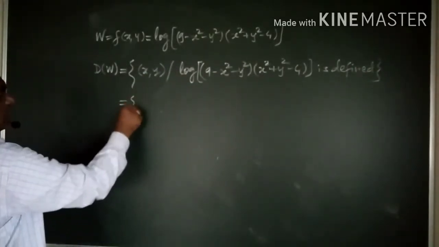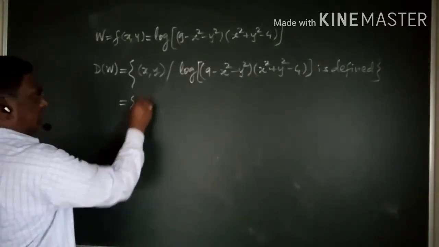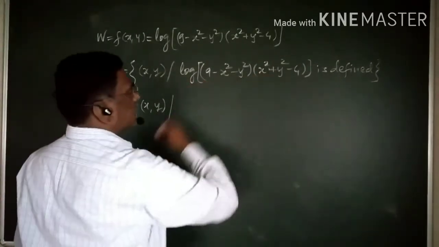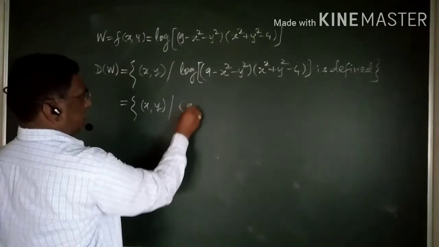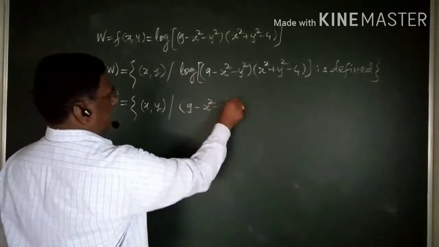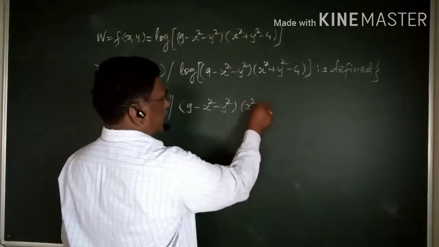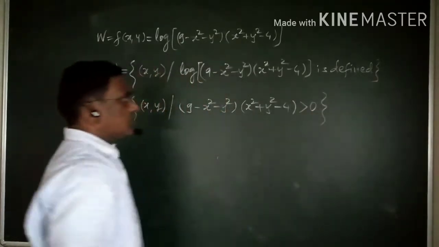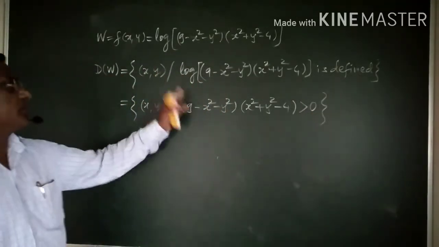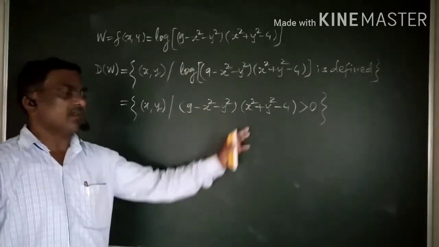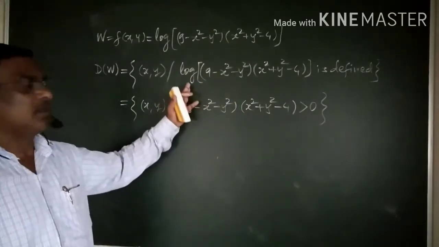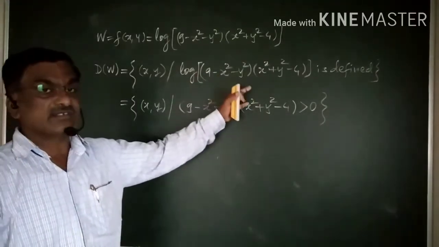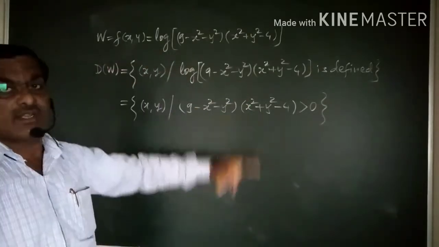And therefore, as we know, it is an ordered pair (x, y) such that the logarithmic function is defined if and only if (9 minus x squared minus y squared) times (x squared plus y squared minus 4) is strictly greater than 0. Then and only then we can find the log of this term. Otherwise, it is not possible to find the log of this term. And once it is not possible, it means the log of this term is not defined, and hence the function will not be defined.